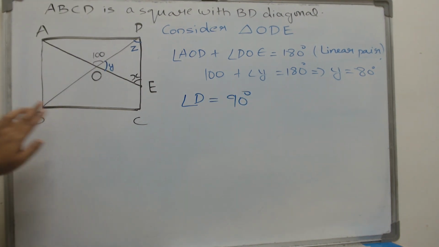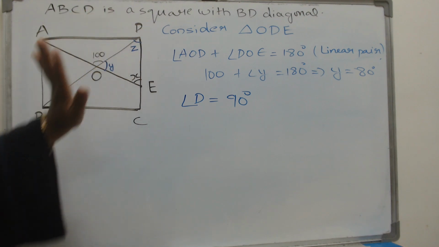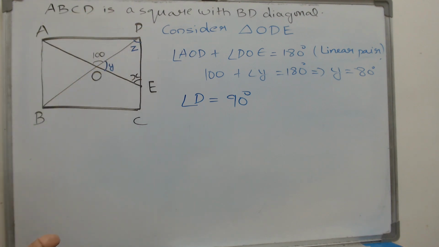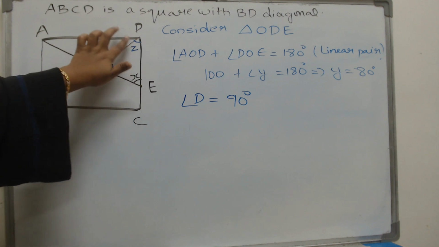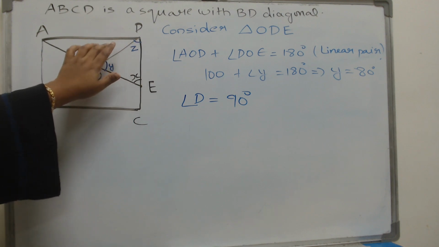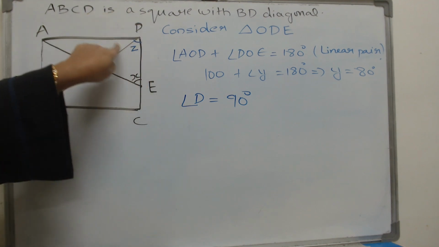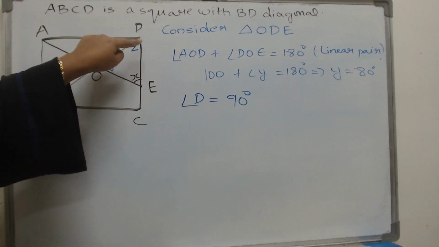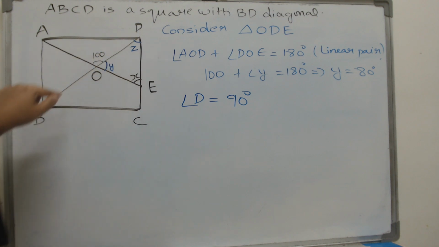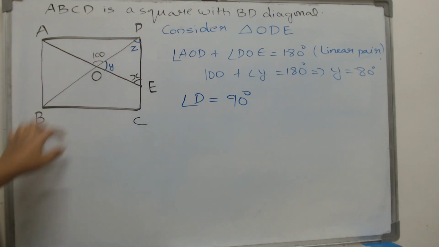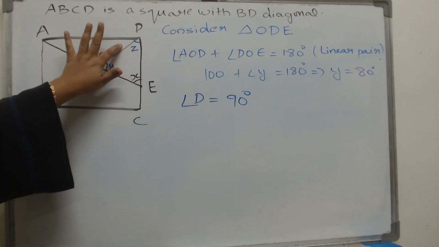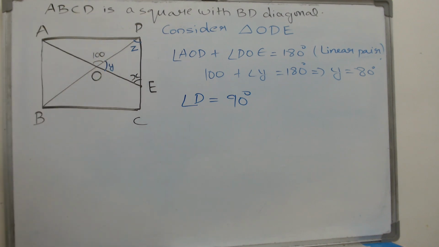Then what do we know? BD is a diagonal. What does the diagonal do in a square? It divides the vertex into two equal parts. But then if the whole angle is 90, and if it gets cut into two equal parts, then each part is what? Each part is 45 degrees.